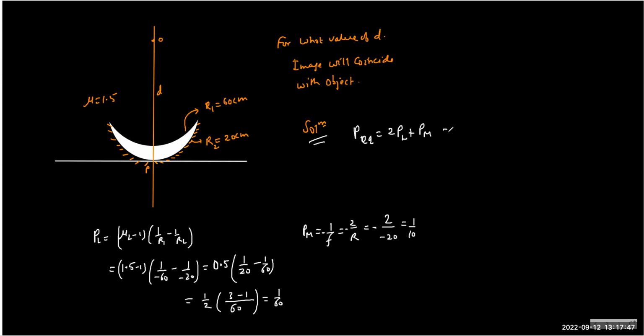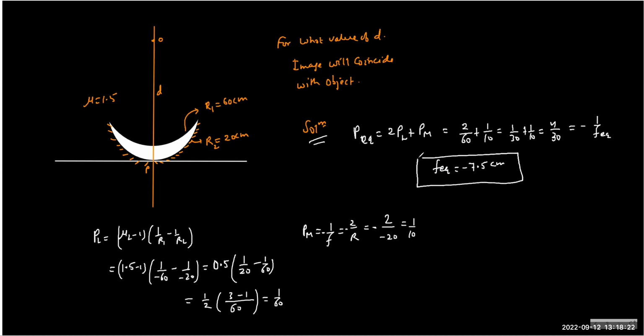And therefore P equivalent we can add as twice of 1 by 60 plus 1 by 10. If I take one more step, 1 by 30 plus 1 by 10. So how much is this? 3 plus 1, 4 by 30. And now we can write it eventually as minus 1 by F equivalent. So F equivalent comes out to be minus 7.5. Here the minus is representing what? That it is a concave mirror.